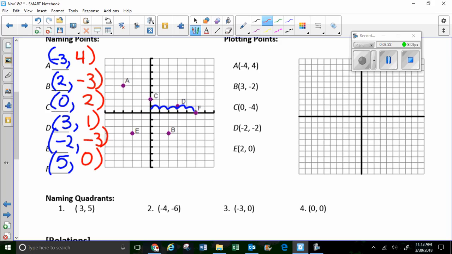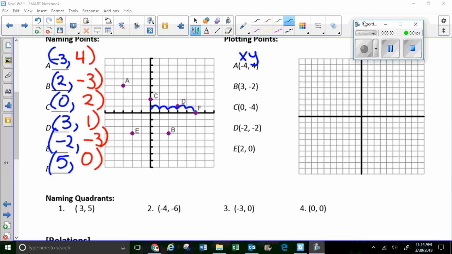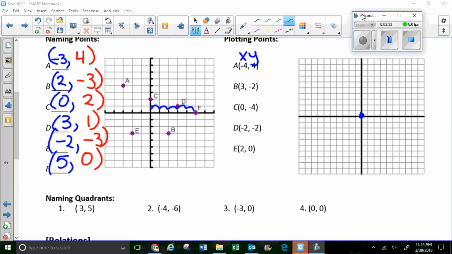Next, we're going to go the opposite direction. We're given the ordered pair, x and y, and we're going to plot the point. So again, we start always at the origin, (0, 0). And we're going to move first left or right. Well, x is negative, so that means I'm going to go to the left, 1, 2, 3, 4. And then it's a positive 4 y value, so I'm going to go up 1, 2, 3, 4. And so there's my point A.